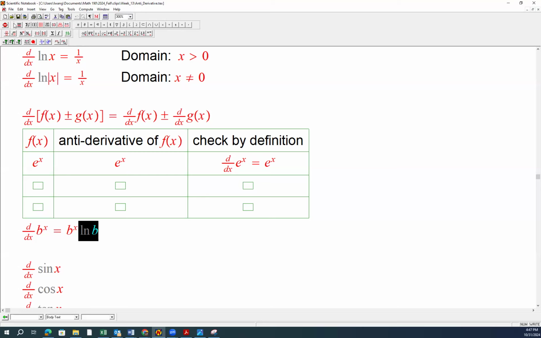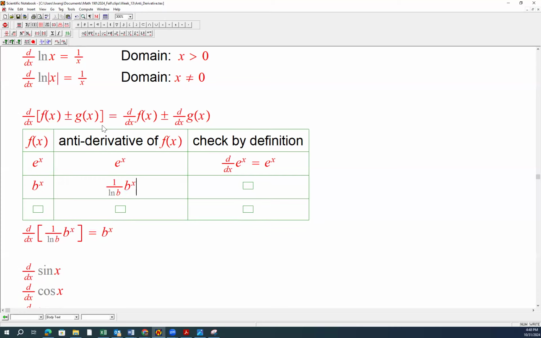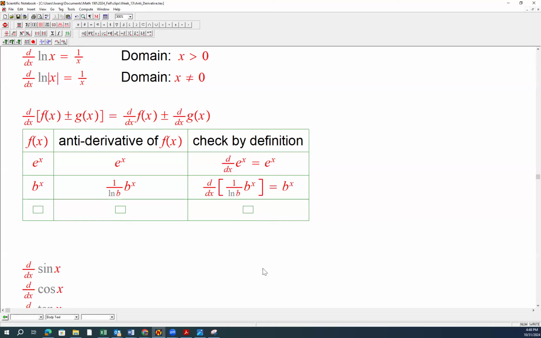So of course, if we want to know the antiderivative of b to the power x, we're going to divide, using the same technique. So that would be the antiderivative of b to the power x. So b to the power x goes there, and its antiderivative is this piece. And this is the reason. So we know how to check it.